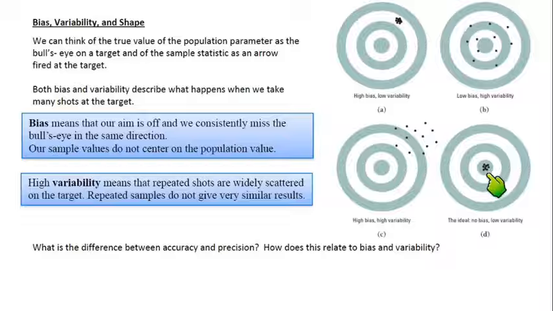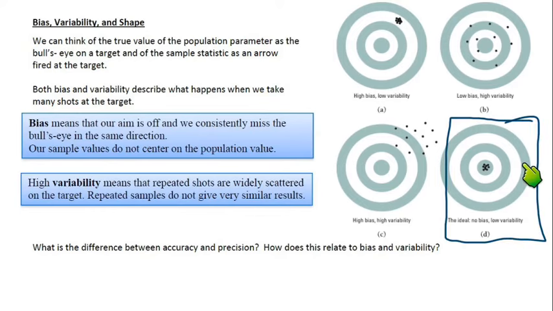And then D here, this is definitely the winner. You can see they're all centered around the bullseye. And not only that, it's improved upon that one because we have low variability. So we're centered at the place we want to be. We're unbiased, and we have a tight grouping, so we have low variability. So this guy, D, is definitely the winner here.